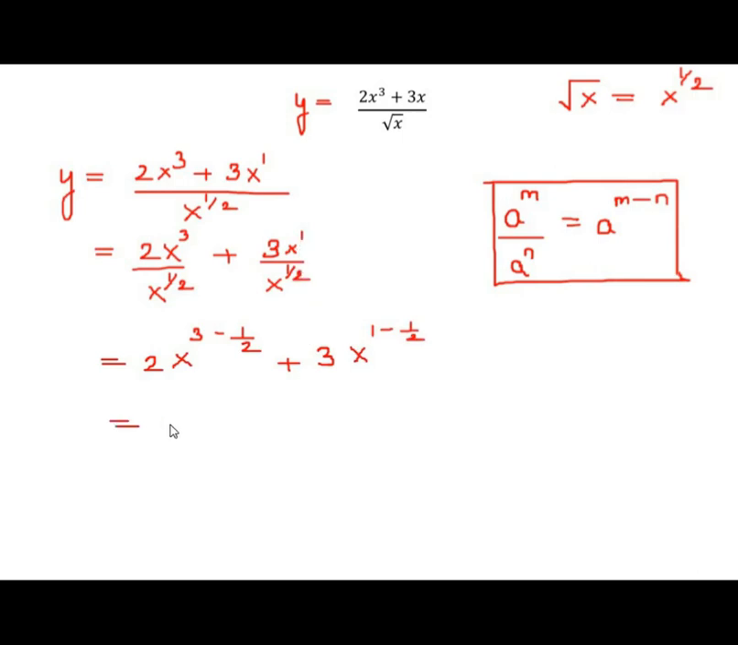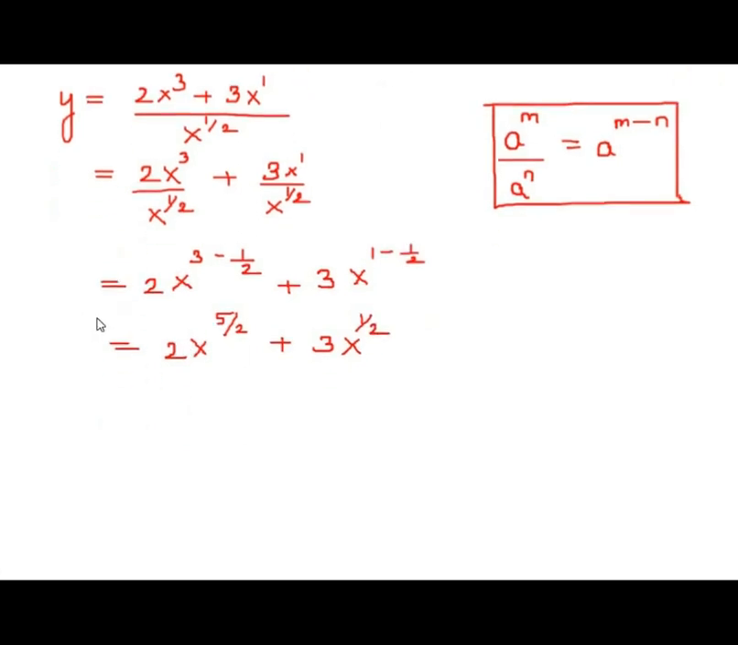So here I have 2 x to the power of 3 minus half gives us 5 over 2, plus 3 x to the power of 1 minus half gives us half. Now I have got a y term which is as much simplified as possible. Now I am going to differentiate it.